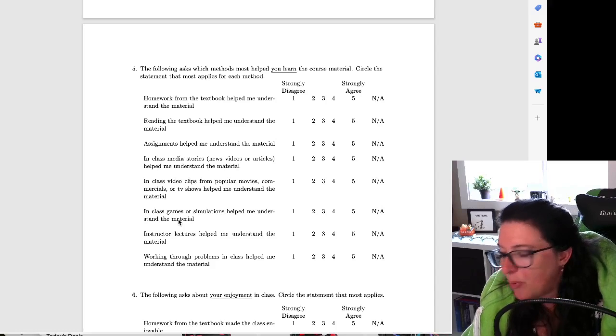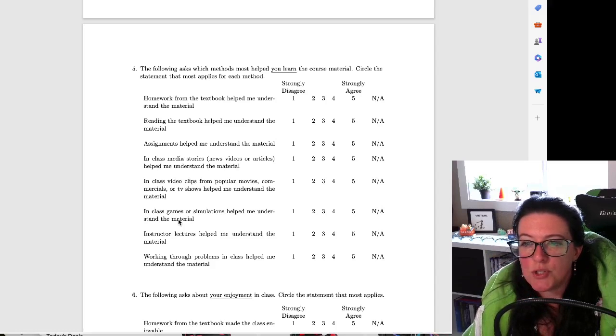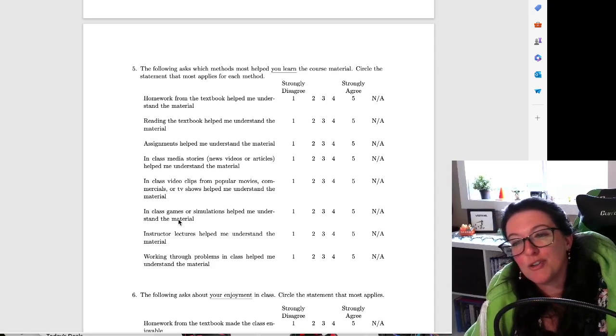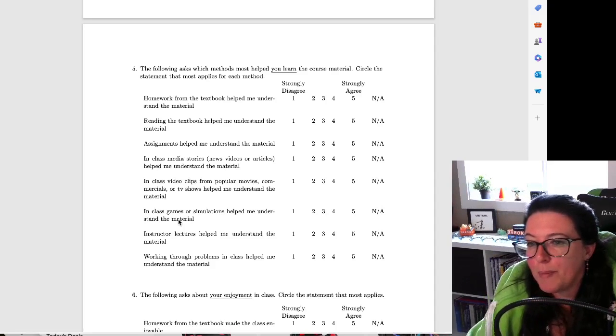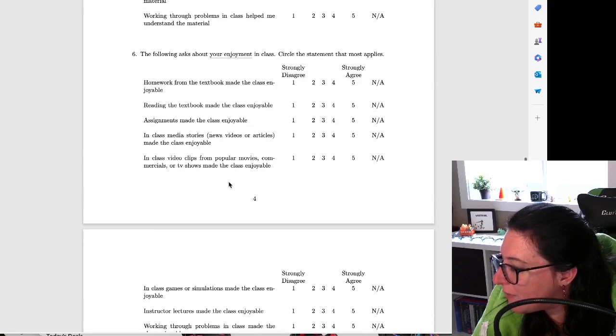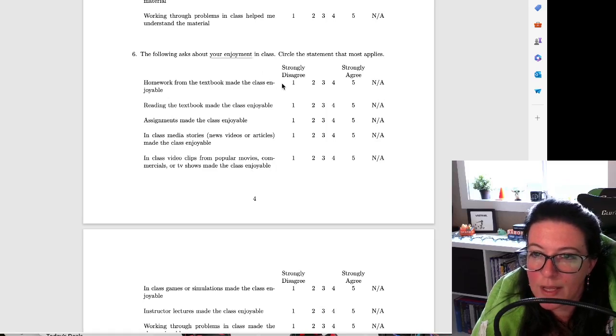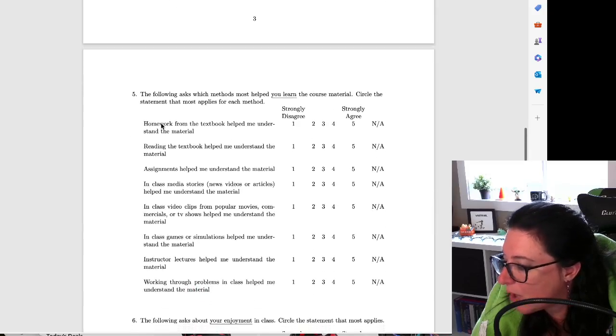And then we have a 5-point scale here. We also have the option to choose not to answer if you don't use that at all, because we don't want to hear from you about how helpful homework is if you never do it, right? It has to be an informed opinion. And here we have statements about what you enjoy in class, strongly agree to strongly disagree, and it is the same statements that you saw up here.